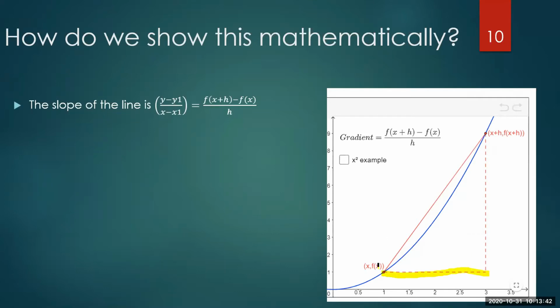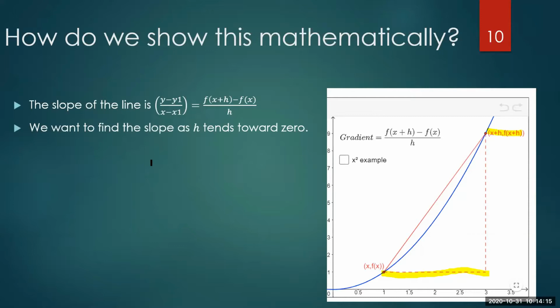So at x, the value on the curve, this point here on the curve is x comma f of x, and this point up here is x plus h, comma f of x plus h. And so we can see that the slope of the line is f of x plus h minus f of x all over h.